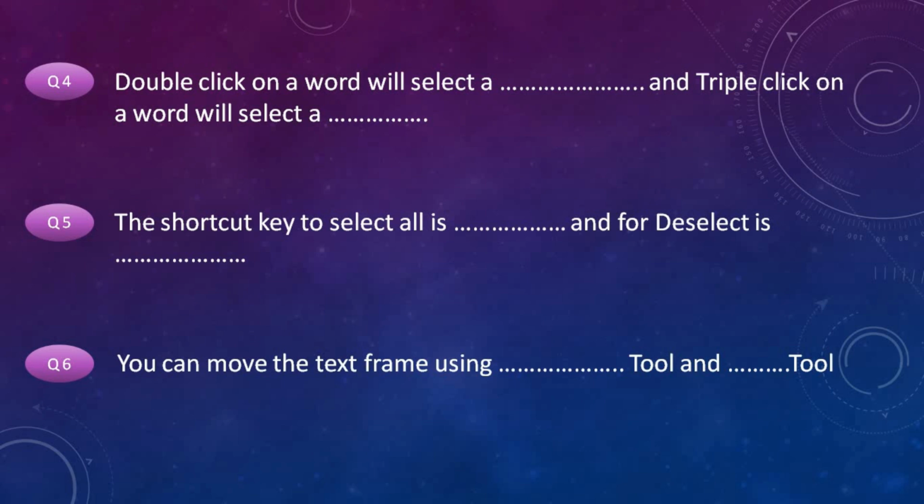The right answer for these questions, double click on a word will select a word and triple click on a word will select a line. The shortcut key to select all is Ctrl A and for deselecting is Ctrl Shift A. You can move the text frame using selection tool and type tool.